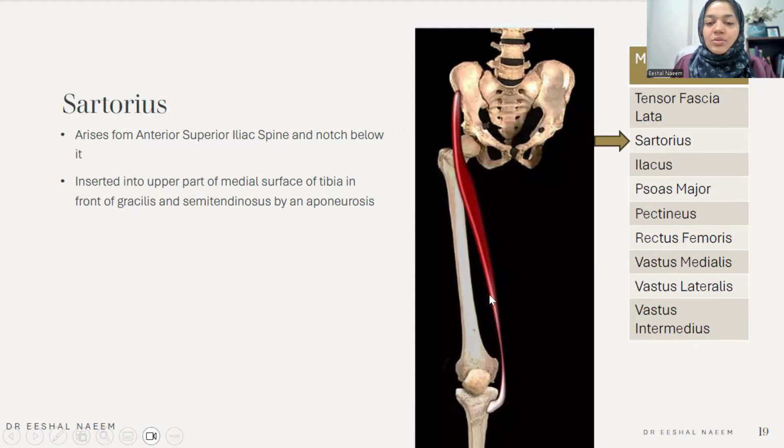So the gracilis is also inserting at the upper part of the medial surface of the tibia, and the semitendinosus by an aponeurosis. So three muscles are attaching to the upper part of the medial surface of the tibia: the gracilis, the semitendinosus, and the sartorius. These three muscles are attaching to the medial surface of the tibia.